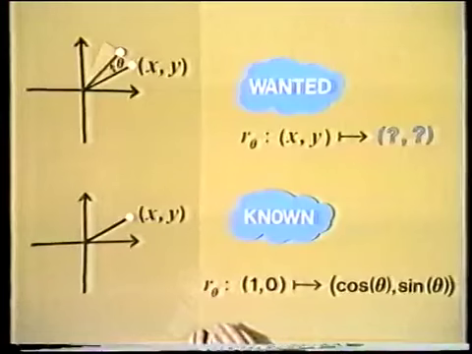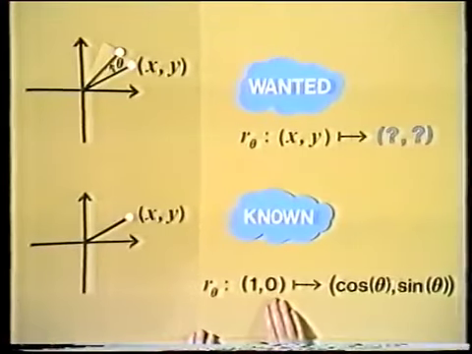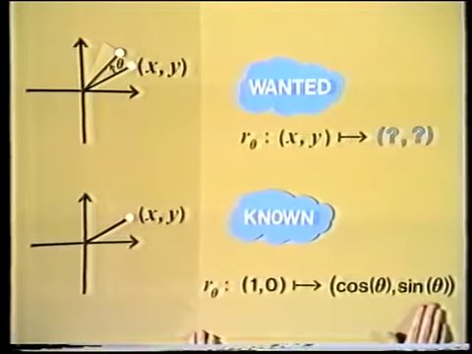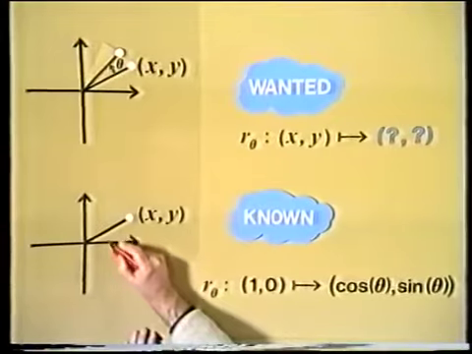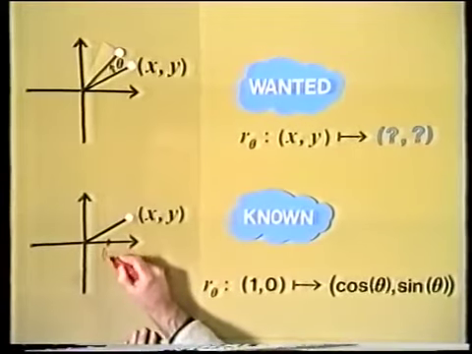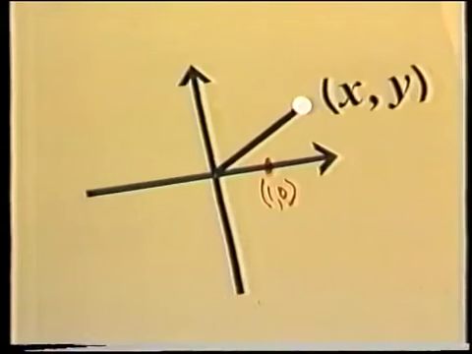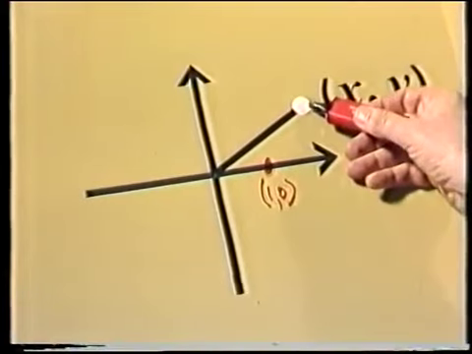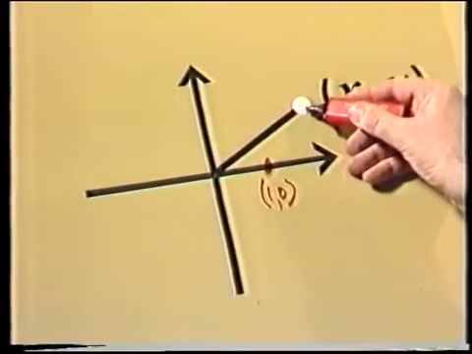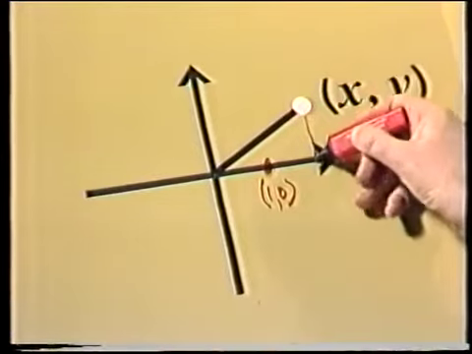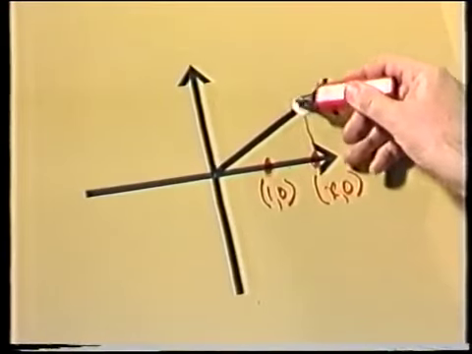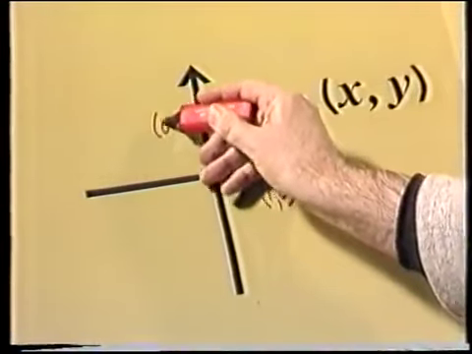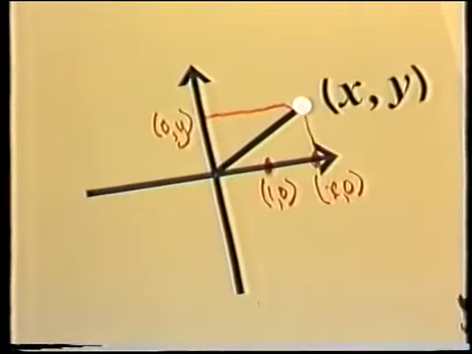Well, what do we know? We know that r theta maps (1, 0) to (cos theta, sine theta). Well, how can we make use of this? Well, (1, 0), it's on the x-axis. And perhaps we should look at other points on the x-axis. Well, the point we're dealing with is the point (x, y), and that's related to the point (x, 0) on the x-axis, and also to the point (0, y) on the y-axis.